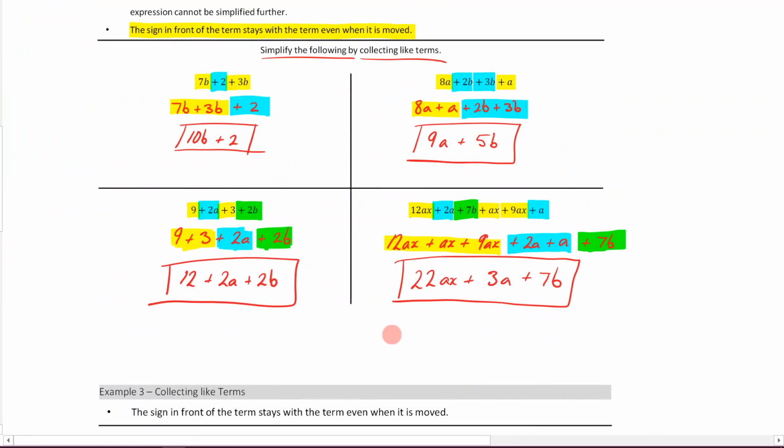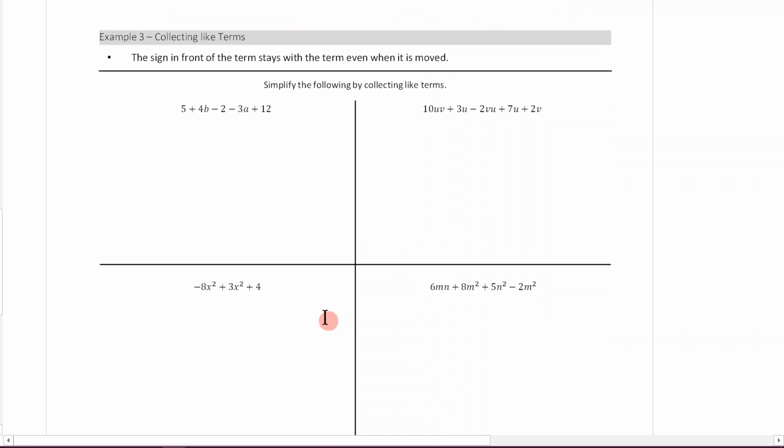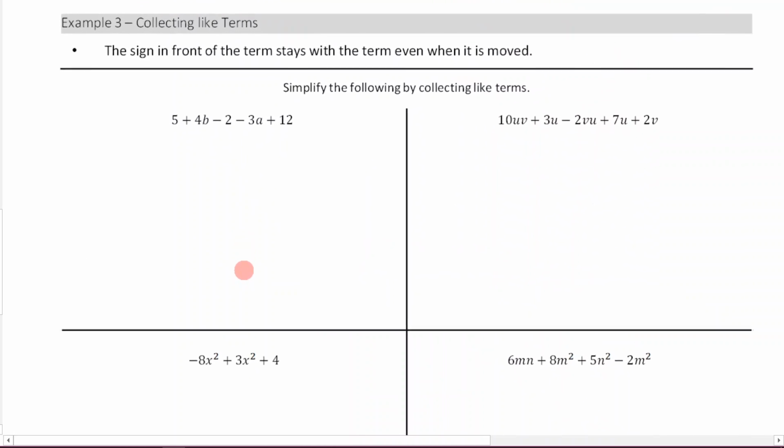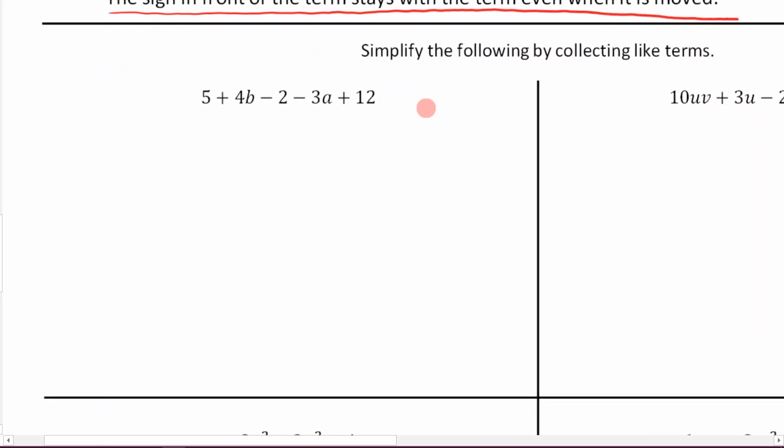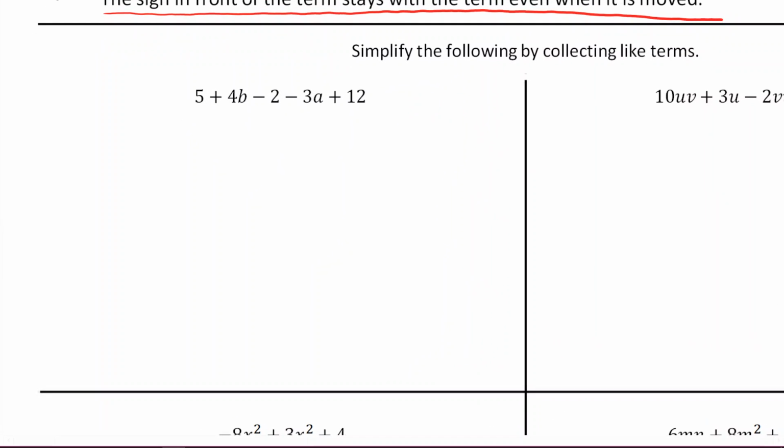Perfect. Hopefully all of that makes sense, and I've really kind of held your hand through those examples. We're now going to see other examples as we go. So let's just go through some more examples here of collecting like terms. So again, I've repeated this very important sentence that says the sign in front of the term stays with the term even when it is moved. Now, the reason why I've put that sentence in again is because that's very important now that we have negatives in here. So again, our first move is always going to be highlighting our like terms.